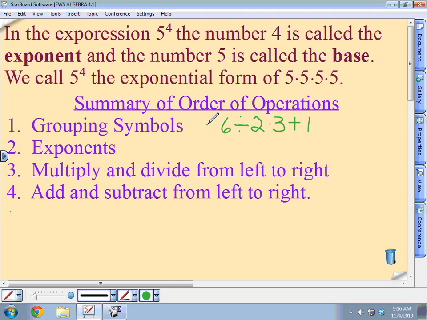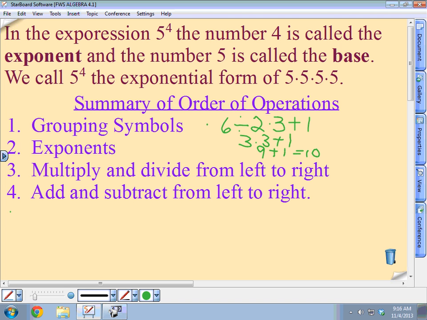10. Who else thinks it's 10? Raise your hand. Who thinks it's something different other than 10? It's 10 because you're going to multiply and divide from right to left. So 6 divided by 2 is 3. 3 times 3 plus 1. 3 times 3 is 9 plus 1.